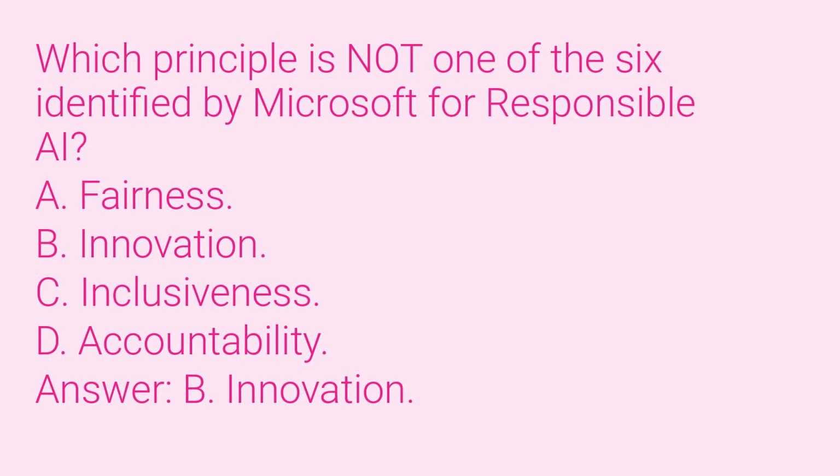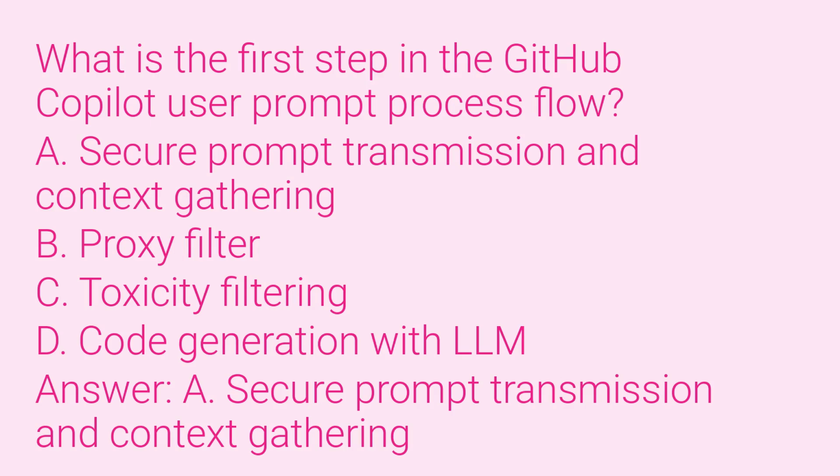Which principle is not one of the 6 identified by Microsoft for responsible AI? A. Fairness. B. Innovation. C. Inclusiveness. D. Accountability. Answer. B. Innovation.